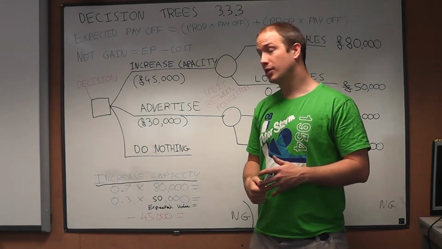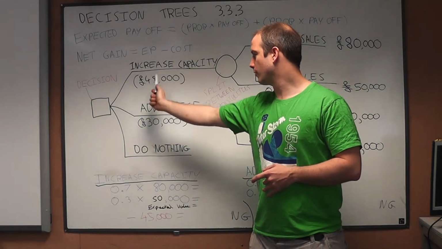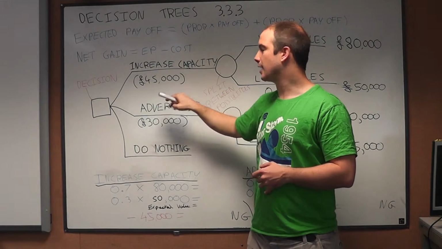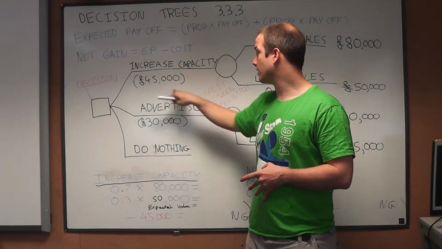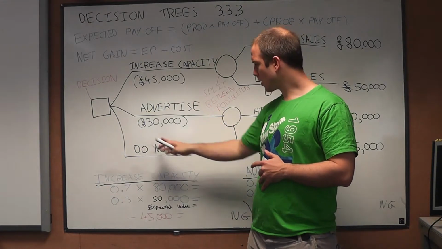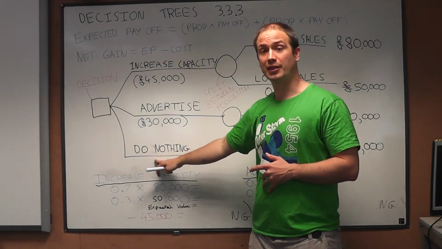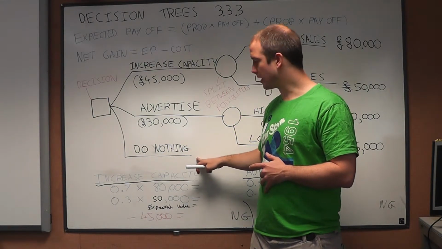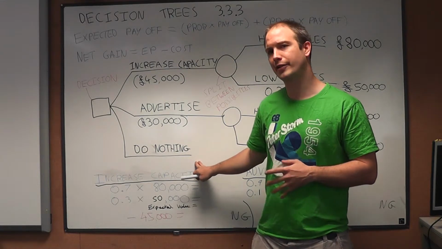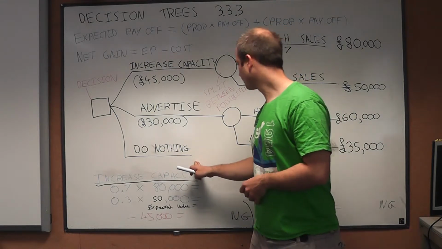Each one of these decisions has a monetary value attached. As you can see, we've got these numbers in brackets here. So increase capacity is going to cost the business £45,000. To advertise will cost the business £30,000, and doing nothing is free. In some cases, doing nothing may actually be better for the business than taking any action, but we'll come to that later in the video.